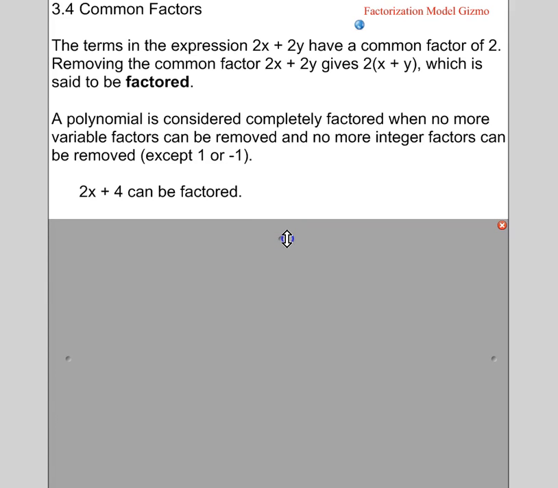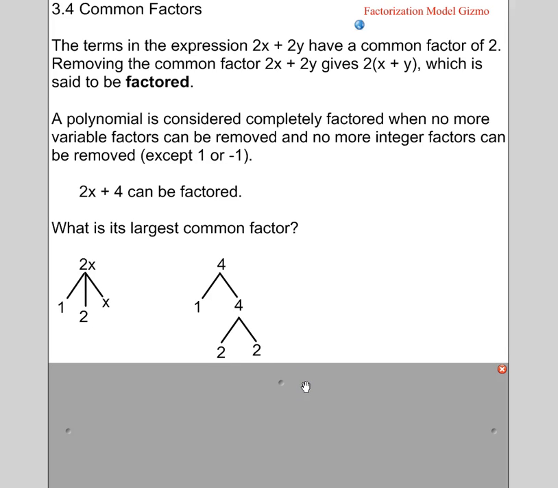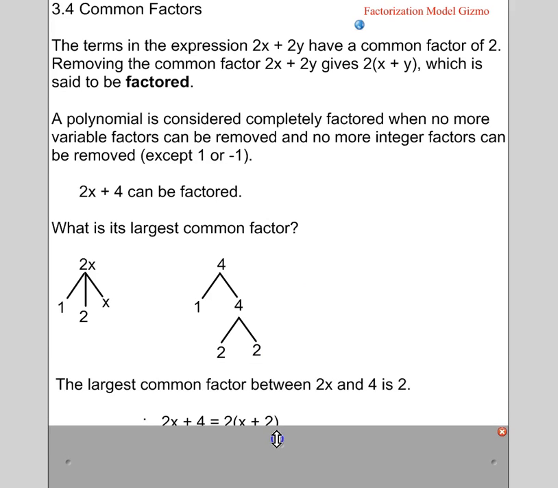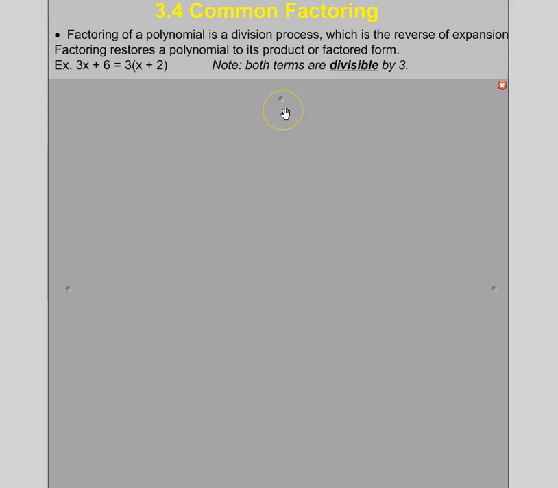So 2x plus 4 can be factored. Common factor, of course, is examined by looking at the factors of each term. Here clearly 2 is the only factor common to both, so we would say that 2x plus 4 factored would be 2 multiplied by x plus 2. So that's pretty simple.